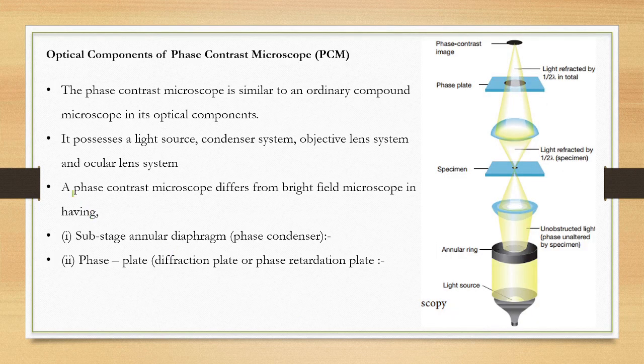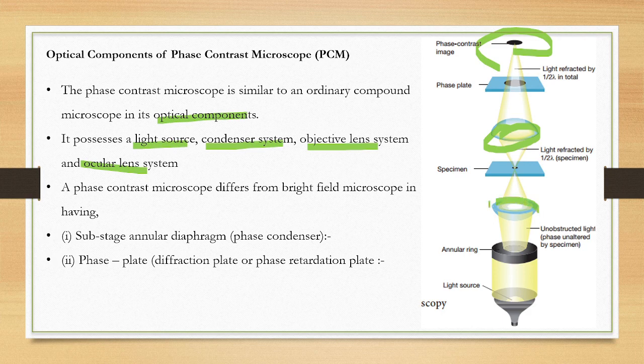The phase contrast microscope is similar to the ordinary compound microscope in its optical components. There will be a light source, condenser system, objective lens system, and ocular lens system. This is the ocular lens system. Here, this is the objective lens, this is the condenser lens, and this is the light source.